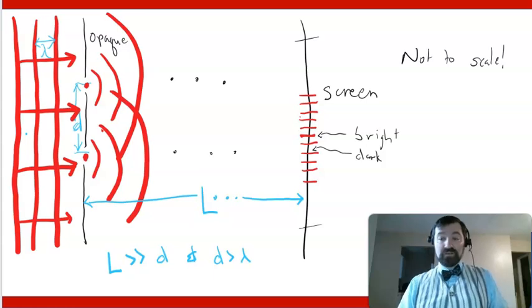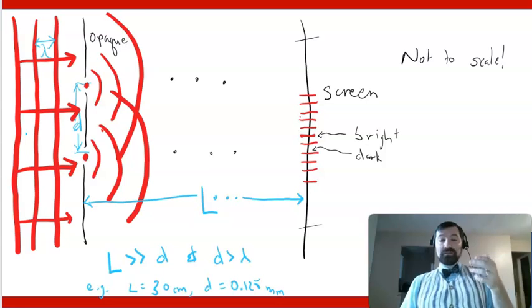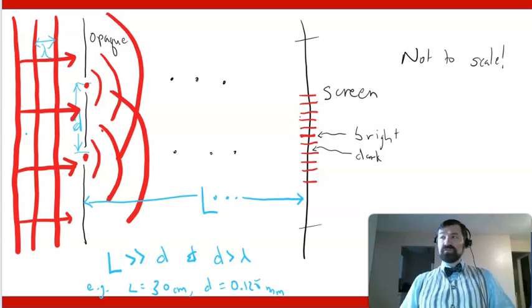So here, for example, a typical value might be that you place this screen so that L is 30 centimeters, that's roughly 1 foot. D might be, say, 0.125 millimeters. That's one of the standard values that you can get if you buy the Pasco double slit screen. I'm sure Vernier and some others have similar distances.